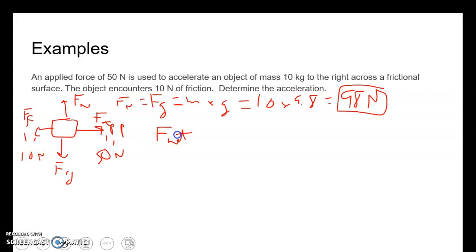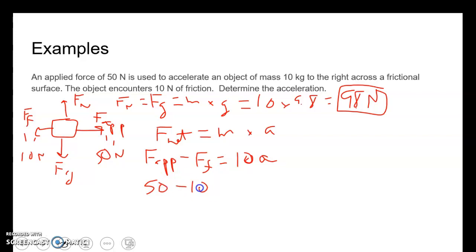Newton's second law says net force is equal to mass times acceleration. Our net force is applied force because it's going to the right, minus our frictional force because it's going to the left, is equal to our mass of 10 kilograms, and we're going to solve for A. Applied force is 50, frictional force is 10. 50 minus 10 is 40. 10A, we divide 10 by both sides. A is going to be 4 meters per second squared. So that's our acceleration there.